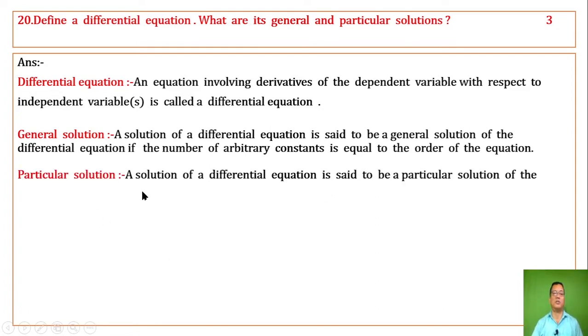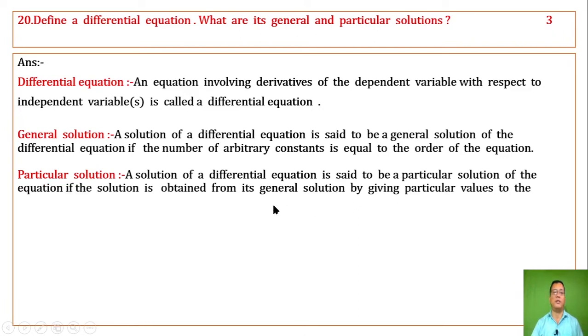Particular solution. A solution of a differential equation is said to be a particular solution of the equation if the solution is obtained from its general solution by giving particular values to the arbitrary constants. A solution of a differential equation obtained from its general solution by giving particular values to the arbitrary constants is a particular solution.